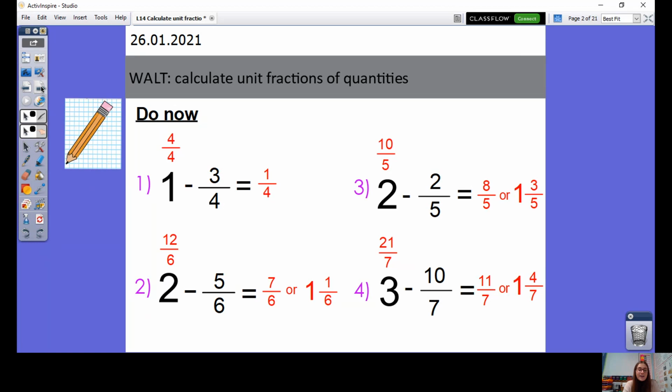Okay, welcome back. Here are the answers. So, for example, for the first one, you should have a quarter. We converted the whole, which was 1, into 4 quarters. So I had 4 quarters, take away 3 quarters, equals 1 quarter. So above each of the wholes, you've got what they should have been converted into, and then you have your answers. You don't have to have both down to be correct, you just need to have one or the other. So you might just have 8/5, or you might have written it as 1 whole and 3/5.